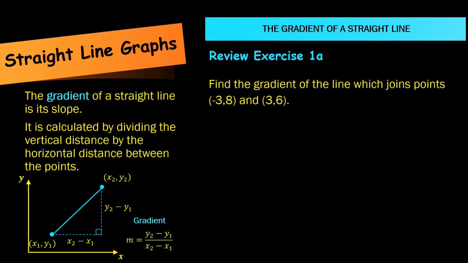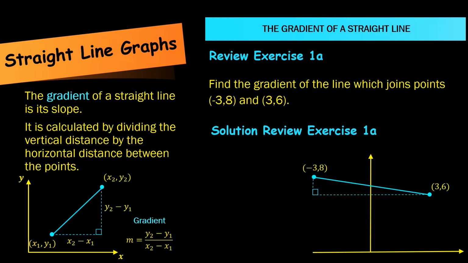Let's now take a look at an example. Find the gradient of the line which joins the points minus 3, 8 and 3, 6. We can draw a sketch of this just to give us an idea of what is happening if we need some clarity. So therefore, m equals y2 minus y1 over x2 minus x1, which equals minus 2 over 6. And this is of course equal to minus 1/3. So the gradient m equals minus 1/3.